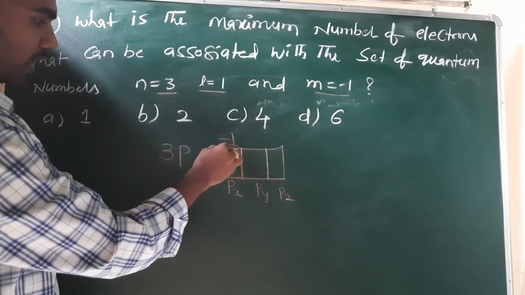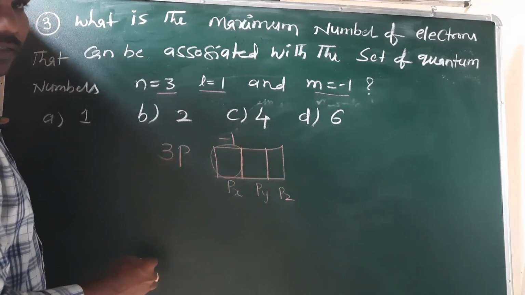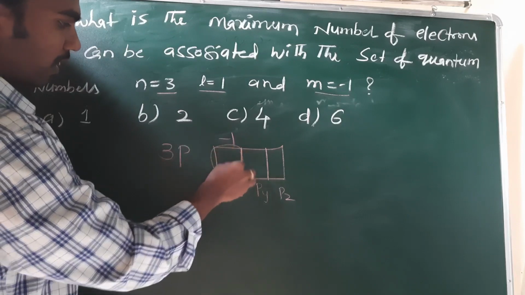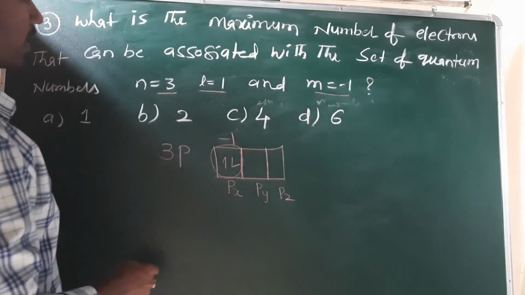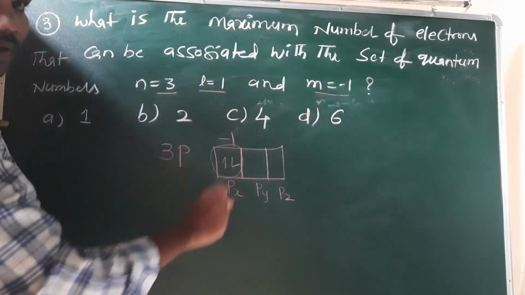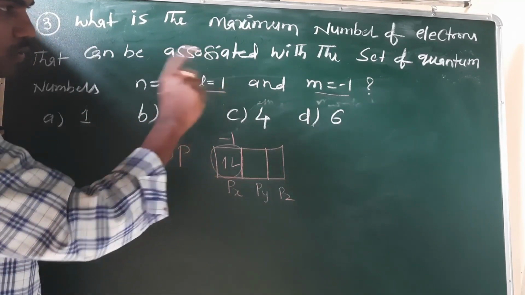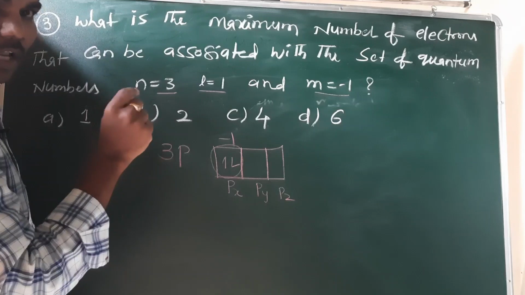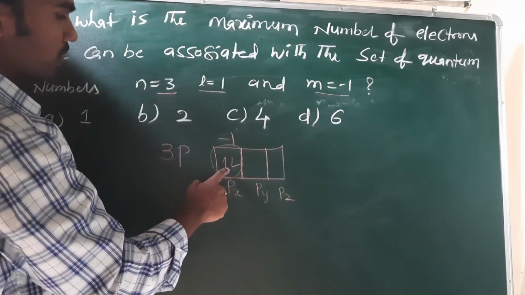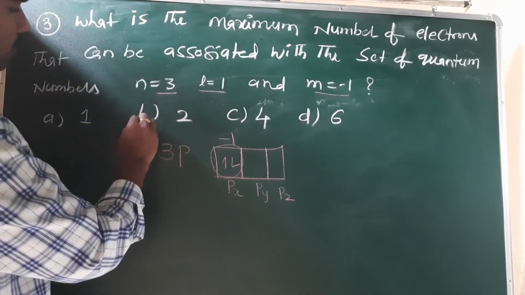So how many electrons can this orbital accommodate, they are asking. Only 2 we can accommodate. Here they have not mentioned the s value. If they mentioned the s value, then we could say only 1 electron. There is no spin quantum number value, so we can accommodate 2 electrons. So the answer is B.